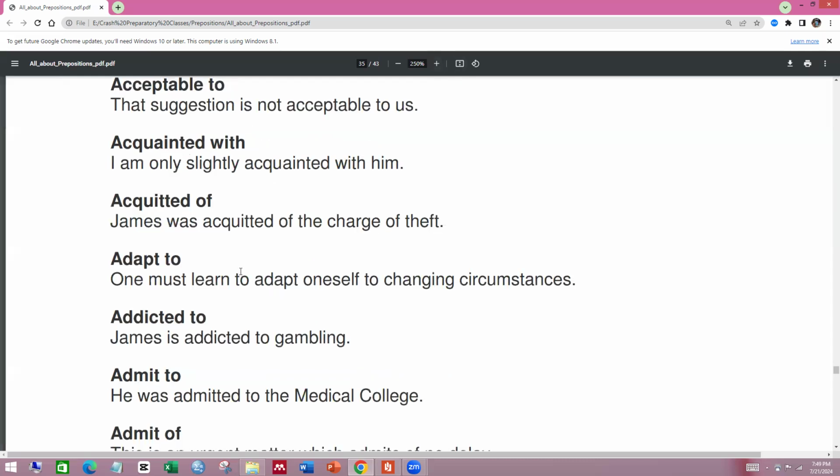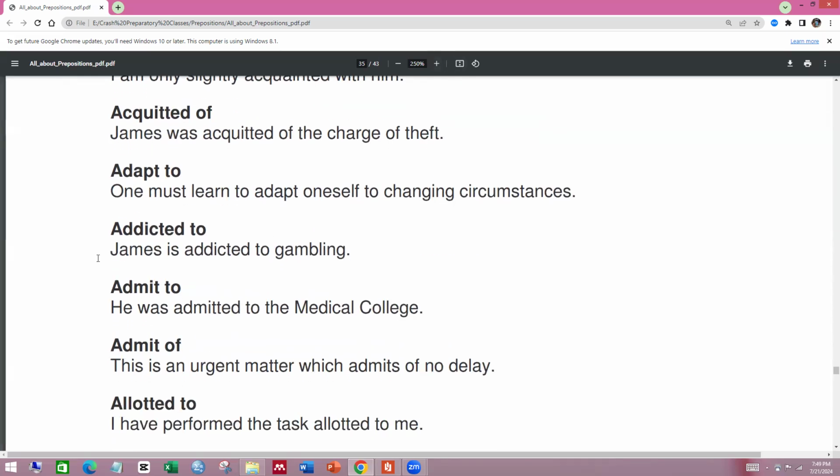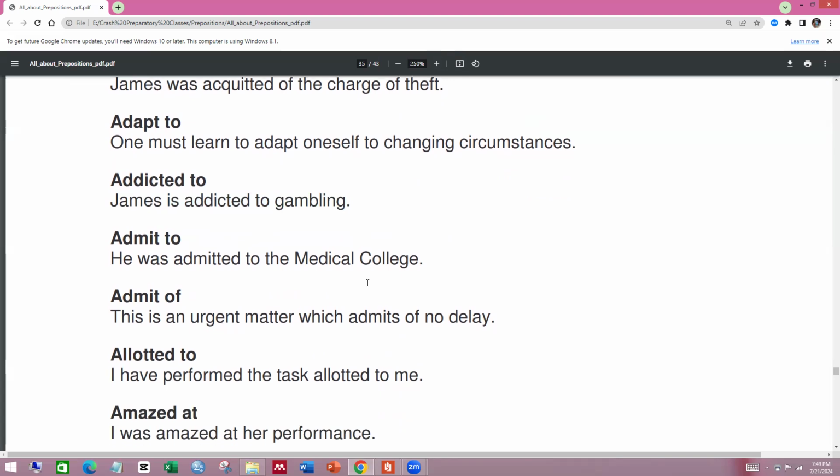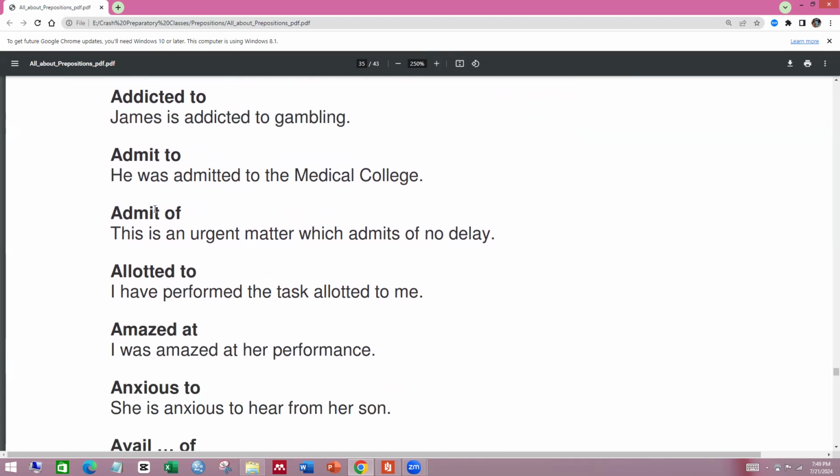Addicted. एडिक्शन की मीनिंग है कि किसी चीज की लत लग जाना, which is a negative word. James is addicted to gambling. मतलब जुआ खेलने का बहुत शौक है जेम्स को. Admit, कबूल करना. He was admitted to the medical college. Admit, हाँ ठीक है. Admit to मतलब दाखिल करना. इसकी एक और मीनिंग भी है, which means कबूल करना. Admit of. This is an urgent matter which admits of no delay. ठीक है. Admit of no delay.